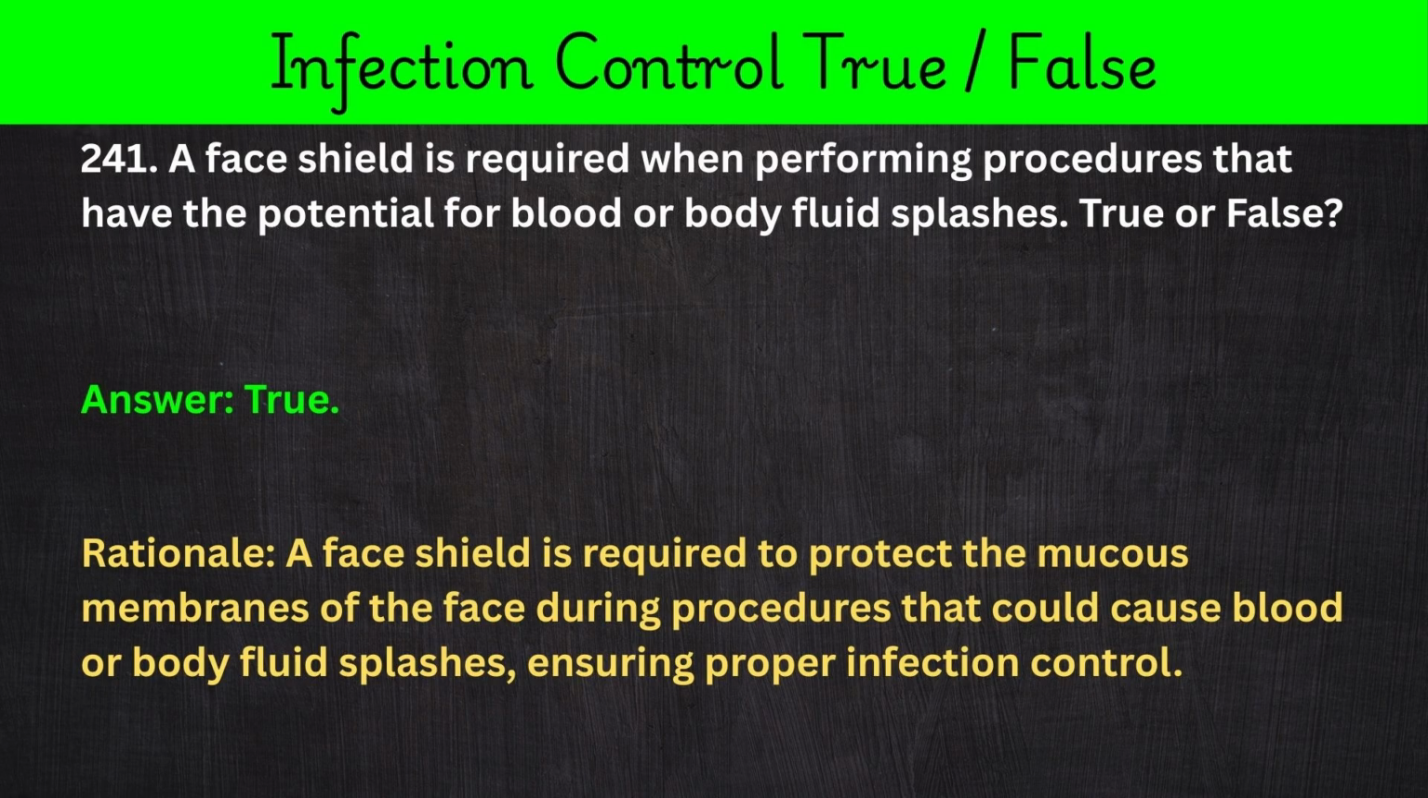241. A face shield is required when performing procedures that have the potential for blood or body fluid splashes. True or false? Answer: true. Rationale: a face shield is required to protect the mucous membranes of the face during procedures that could cause blood or body fluid splashes, ensuring proper infection control.